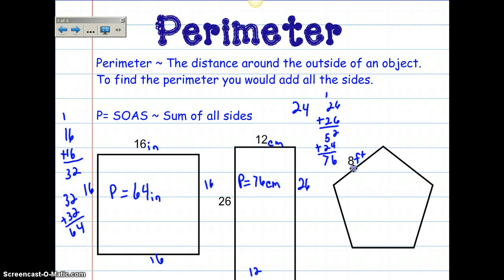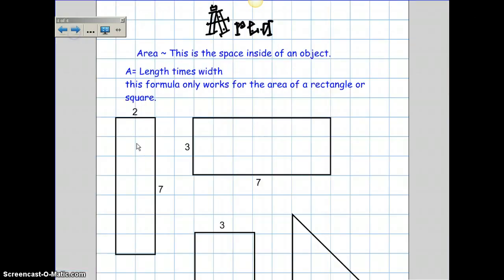Let's make this feet. This shape has 1, 2, 3, 4, 5 sides, which means it's a pentagon. I still need to add all the sides, and this pentagon has the same measurement for every side. So instead of adding 8 five times, I'm going to use my basic facts. I know 8 times 5 is 40. So this would be 40 feet. Let's move on to area.